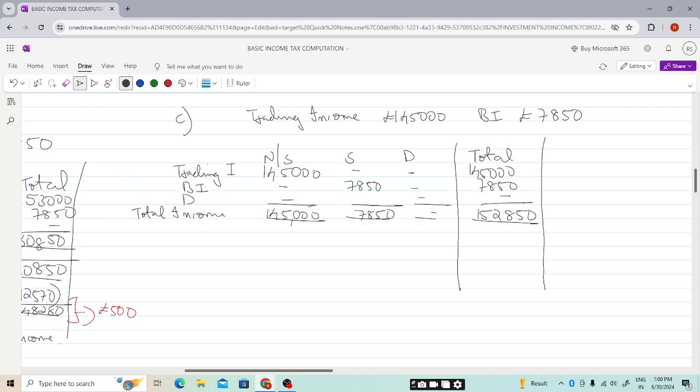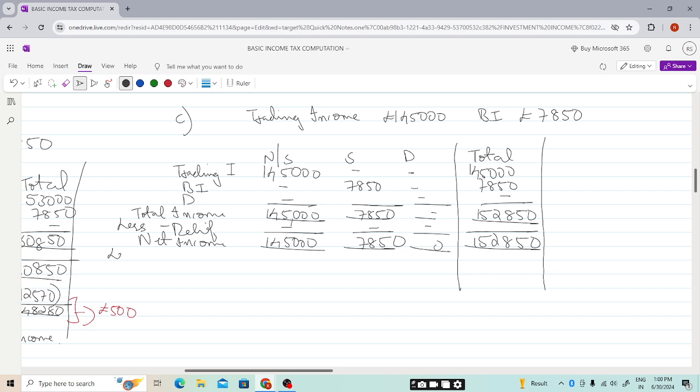Clear with this? After that, less any relief, no relief is available, so our net income and total income will be the same. 152,850 will be our total net income. From the net income, we'll be reducing our personal allowance. Personal allowance, we need to see whether the personal allowance is getting tapered or not, whether our income is greater than 100,000 pounds. Yes, our income is greater than 100,000 pounds.